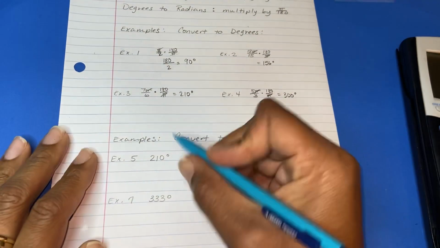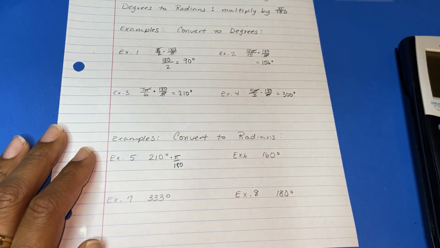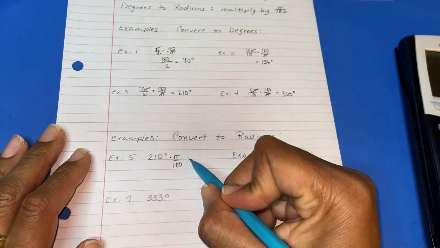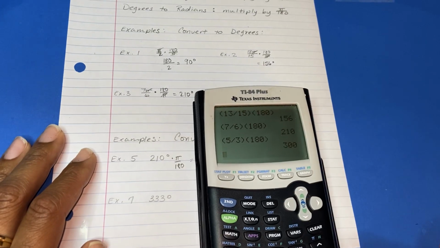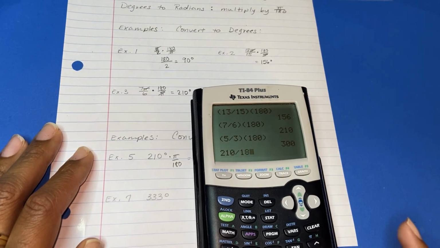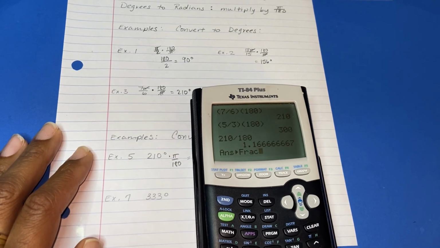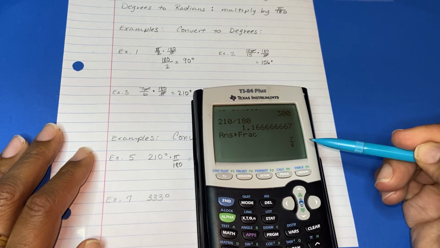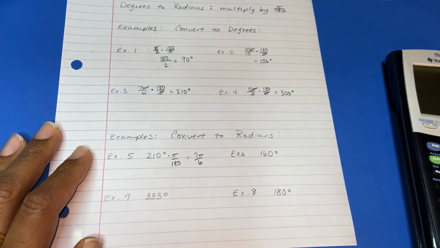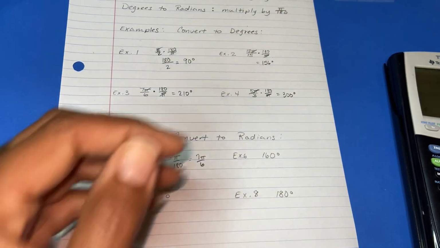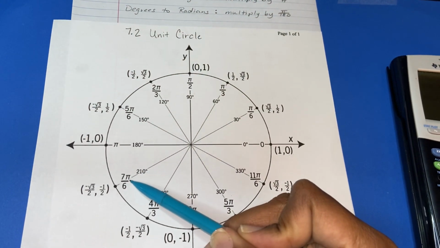So to convert to radians, we're going to multiply by pi over 180, and we must simplify the fraction. So to simplify the fraction, I'll show that. You can do 210 divided by 180, and then go to math and hit enter twice, and then you'll see the fraction. So 7 over 6 pi. To show the reference on the unit circle, 210 is 7 pi over 6.